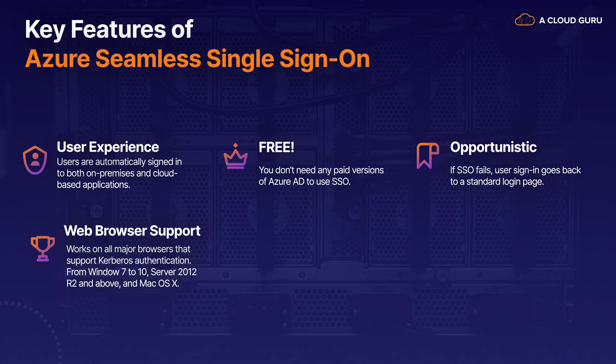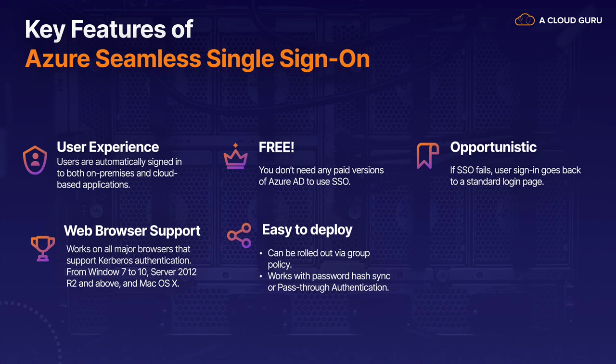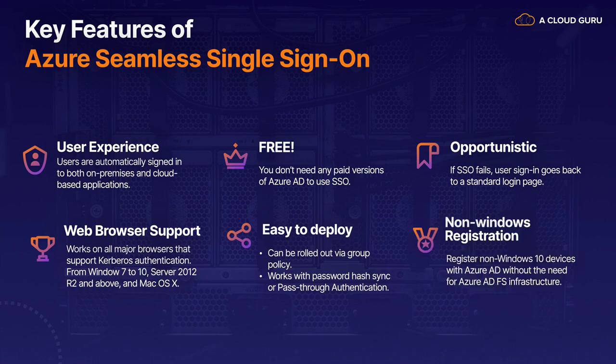And there's support there for Windows 7 all the way to 10, and Server 2012 R2 and above, and Mac OS. It's pretty easy to deploy. You can roll it out via group policies, and it works with both password hash sync or pass-through authentication. And lastly, you can register non-Windows 10 devices with Azure Active Directory without actually needing federated services infrastructure in place.